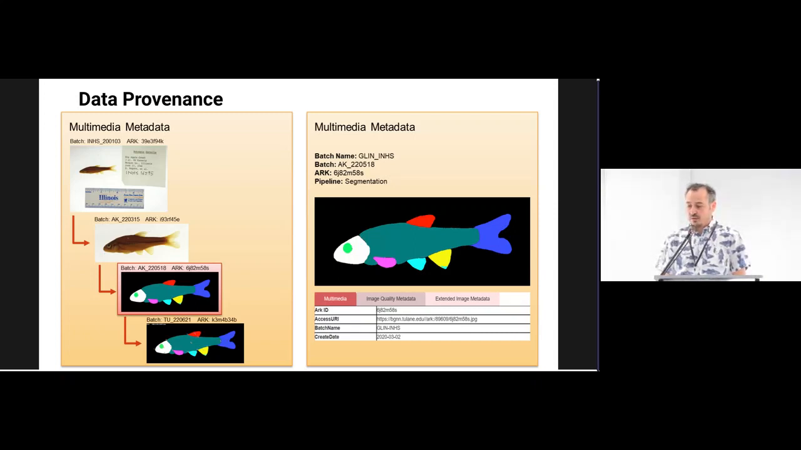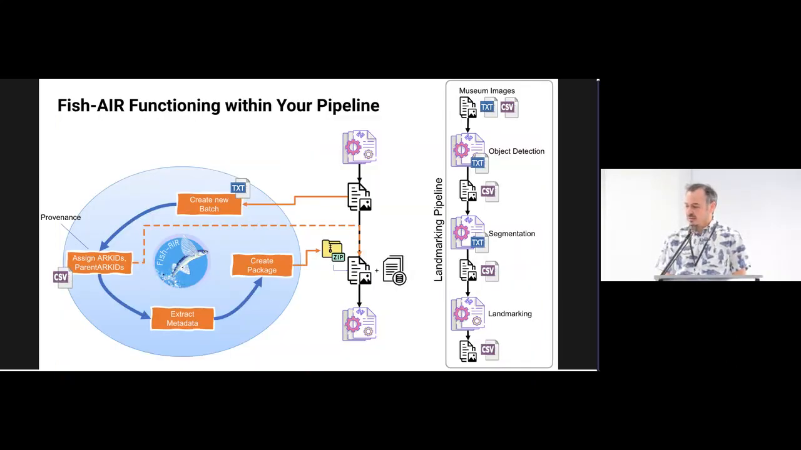And we keep provenance information, which picture came from which other picture, by using a parent-child relationship information system. So this is a very basic explanation of the landmarking pipeline, which you see on the right-hand side. With this landmarking pipeline, we go from museum images to object detection, and we generate some results.